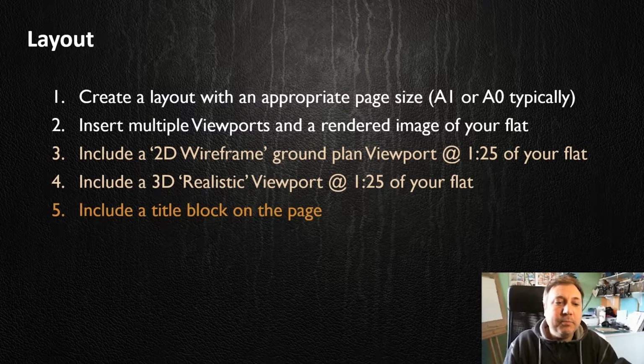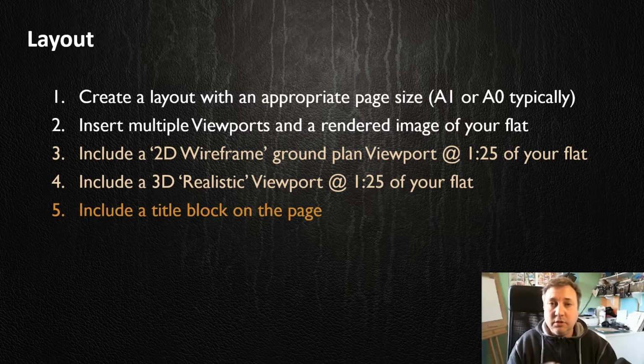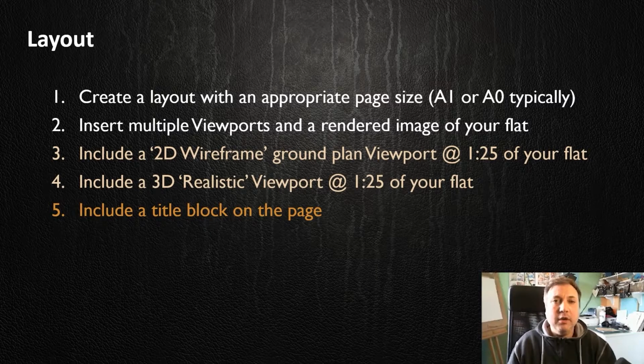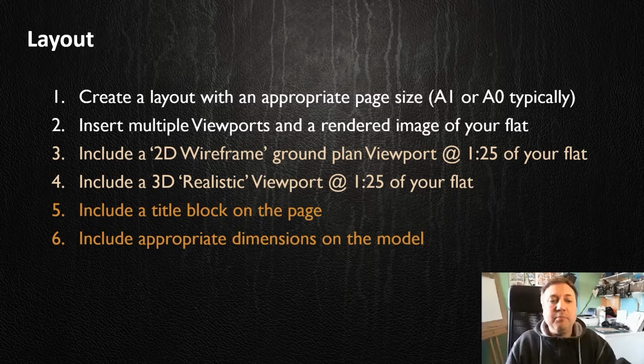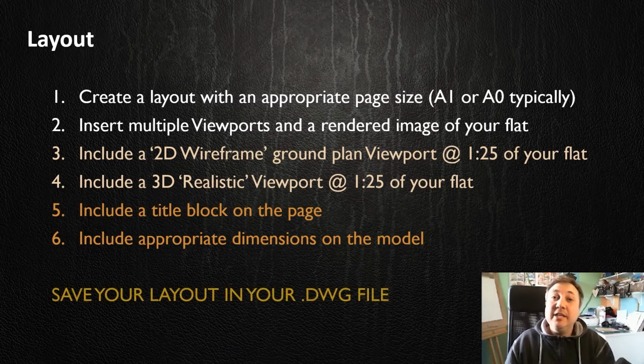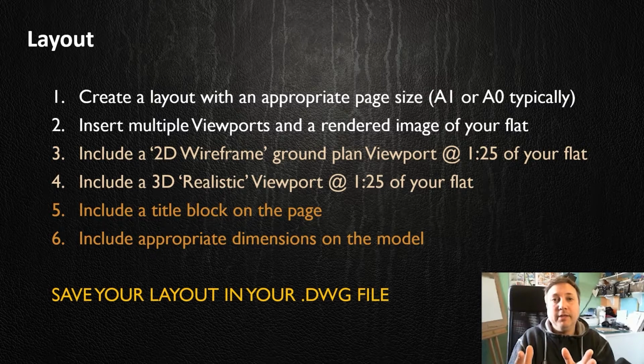You're going to include a title block on the page. Now that should have a dynamic border, but of course, if it hasn't, it's not an issue. Just draw a rectangle on the page and put a page border on, just to think about presentation, which is how you're going to get repeat bookings really when you show people your work, and it's all nice and neat. And then include appropriate dimensions on the models. And then save your DWG with that layout, okay? And that is what you're going to submit.